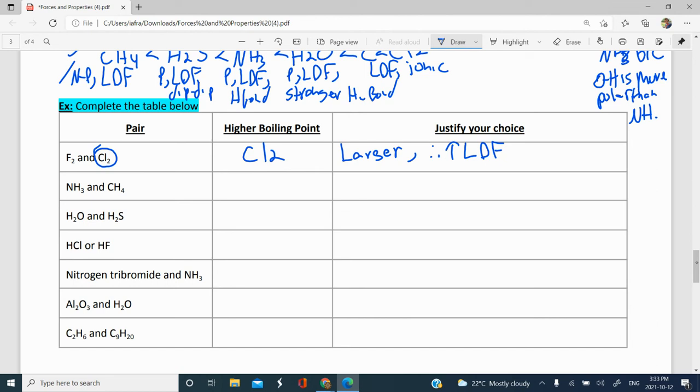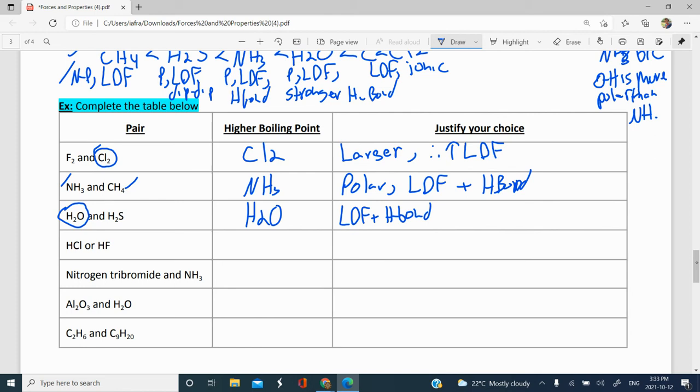Now, between these two, it's interesting. They're similar size. I know this one is non-polar. I know this one is polar. So I'm going to go with NH3. NH3 is polar, and it can do LDF plus H bond, whereas CH4 only does LDF. Okay, between H2O and H2S, very similar reasoning. They're both polar, but H2O does hydrogen bond. So H2O can do LDF plus H bond because of the OH group it has, but the H2S can't.